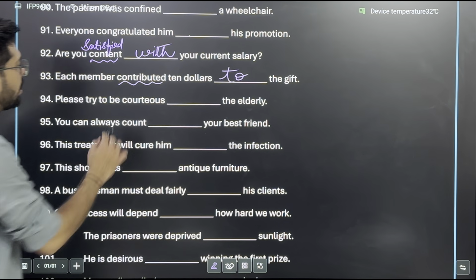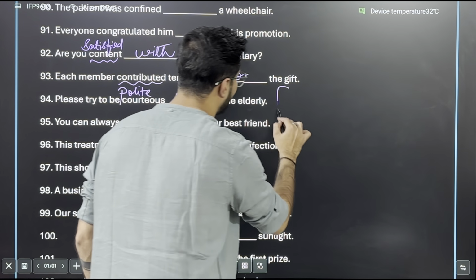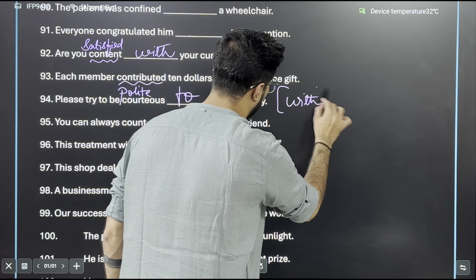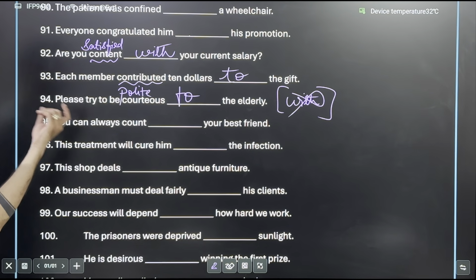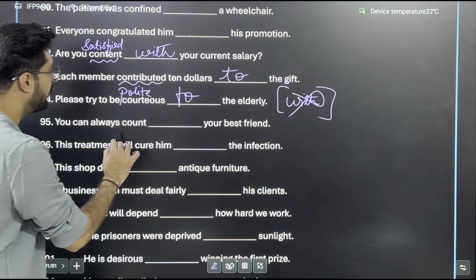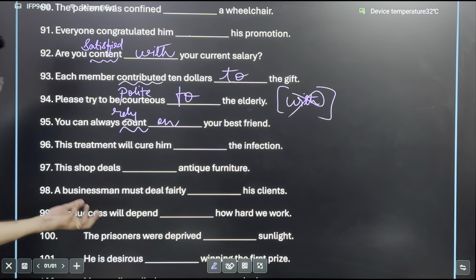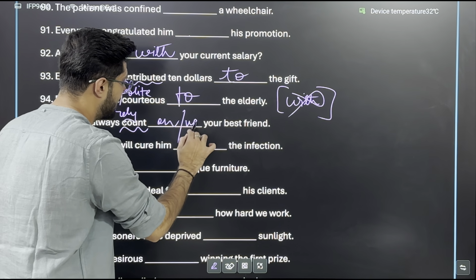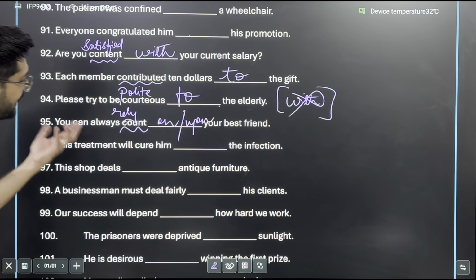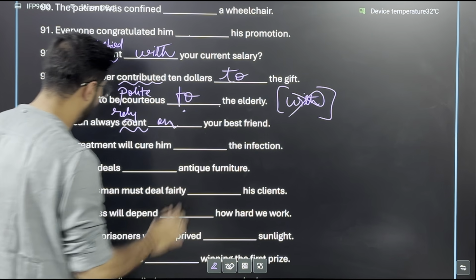Please try to be more polite. Courteous is polite to the elderly, not with the elderly. That is wrong. ठीक है? Please be more courteous to the elderly, not with. You can always count. Count means rely. So count on your best friend. या upon भी जाएगा, both are acceptable. ठीक है, count on और count upon, but mostly count on ज्यादा जाता है. So don't write upon, write count on.